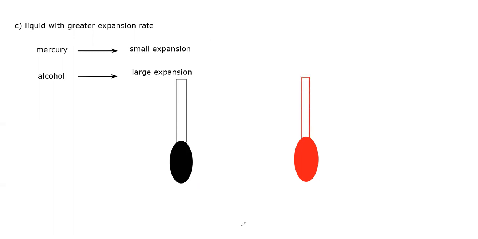So when I compare, A is mercury, B is alcohol. Which one is more sensitive? The one which is filled with alcohol, because alcohol expands more as compared to mercury. So the 1 degree marks for alcohol are farther apart, meaning a greater distance between them as compared to mercury. So if you want to make a thermometer highly sensitive, we prefer to use alcohol rather than mercury.